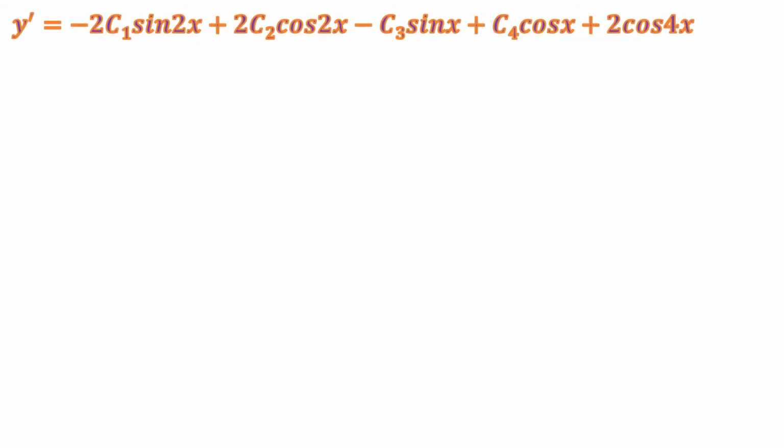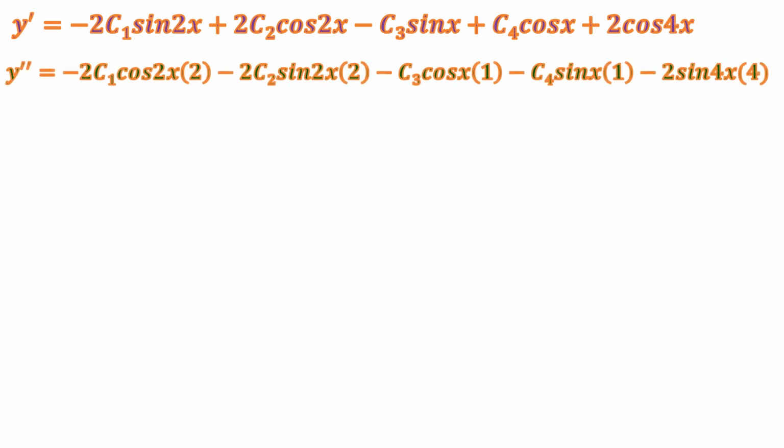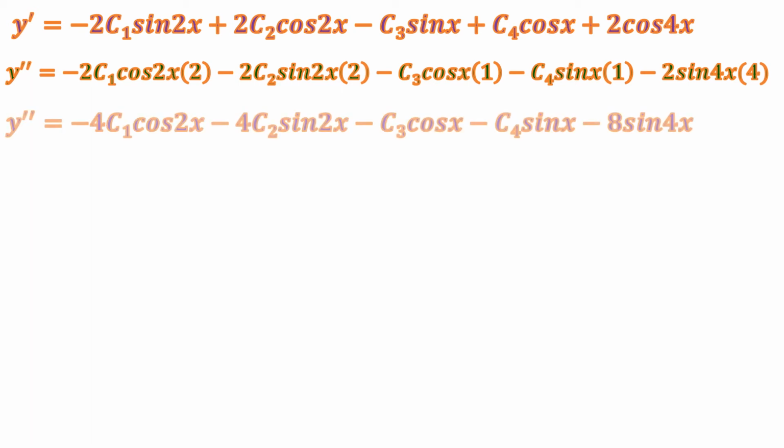Then using the y prime, we can have the y double prime by deriving this equation. So let's derive. Same procedure, but the numbers are getting bigger. Derive the sine, which is cosine, and derive cosine, which is negative sine, to all terms. And then we have this. So let's multiply the constants. 2 times 2 is 4, and 4 times 2 is 8.